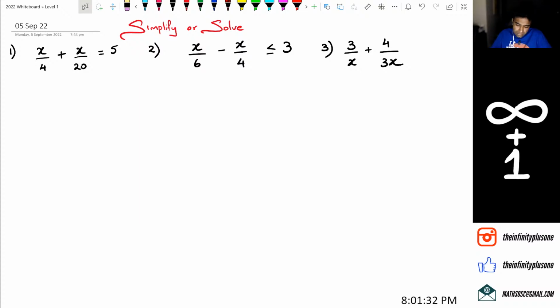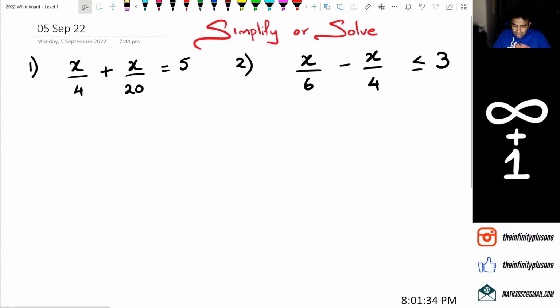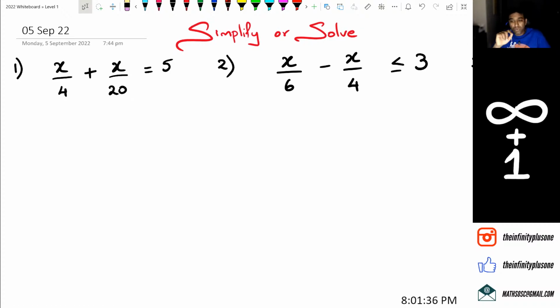Alright, so let's get started with the first question. I'm going to give you guys an opportunity to have a go by yourself. I'll give you a couple of minutes to try and do question number 1, and then we'll go through the answer at 8:04 p.m.